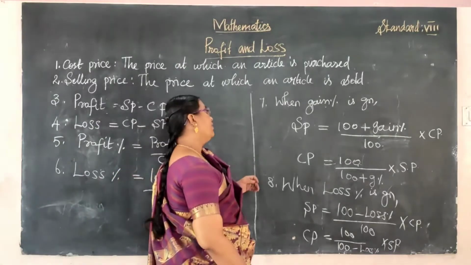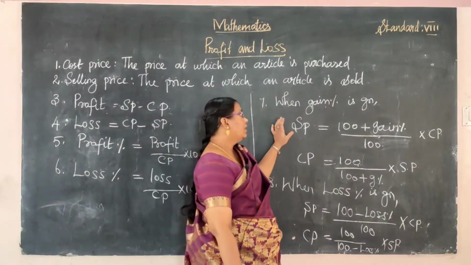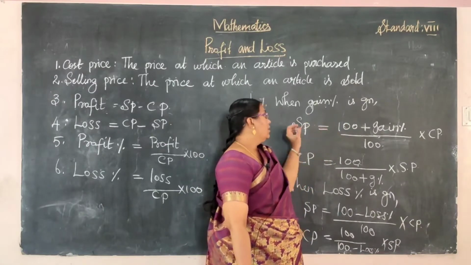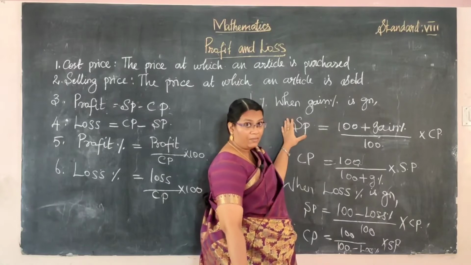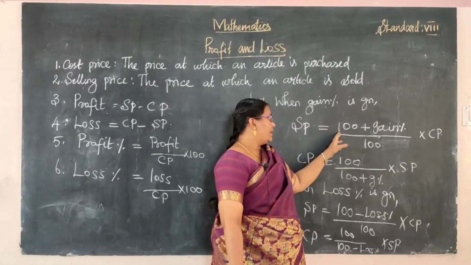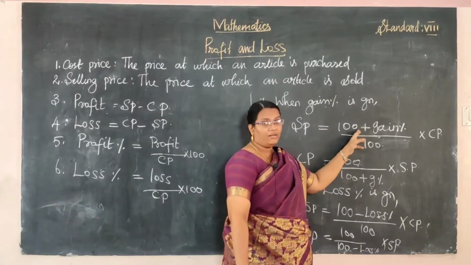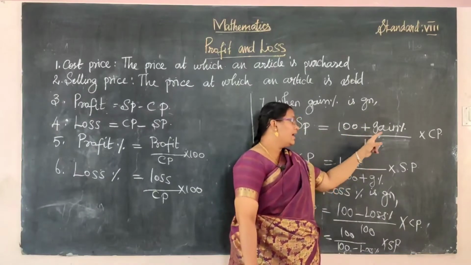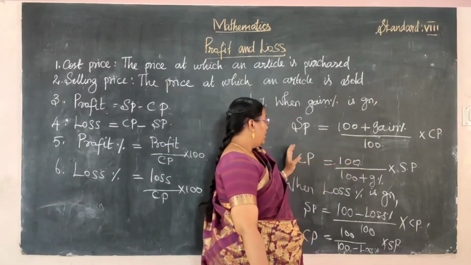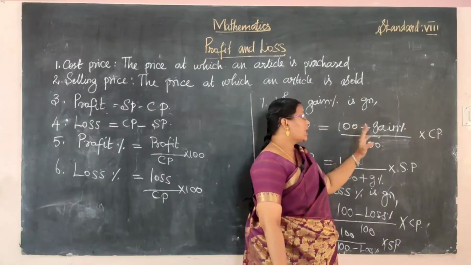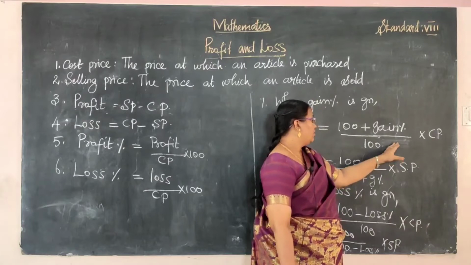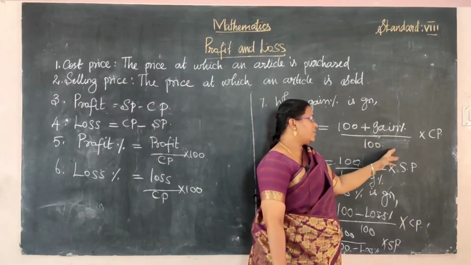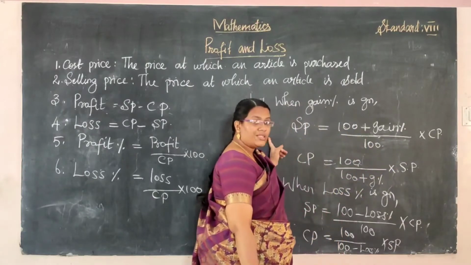So, very important: which data are given when we use this formula? When the gain percentage is given and you have to find the selling price, what formula do we use? Gain means add: (100 plus gain percentage) divided by 100, into CP. If you want to find the cost price, you change it to this side using the transpose method: multiplication moves to this side as division.